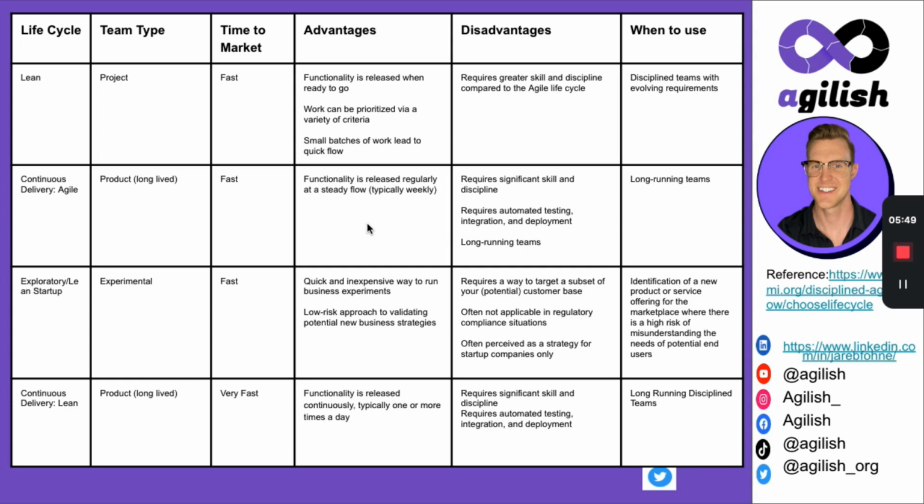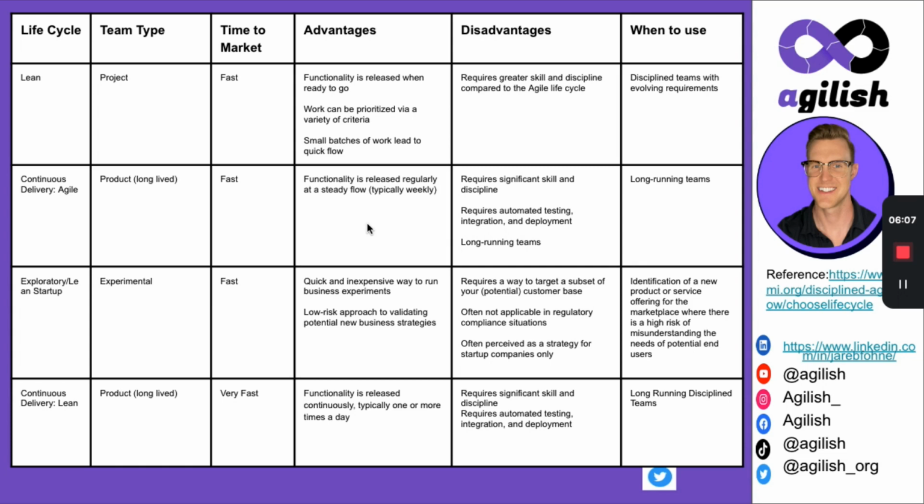When to use: when disciplined teams have evolving requirements. So maybe a support-like team. You can see here as well, we have two continuous ones: continuous Lean, continuous Agile, and exploratory. Let's talk about the exploratory first.